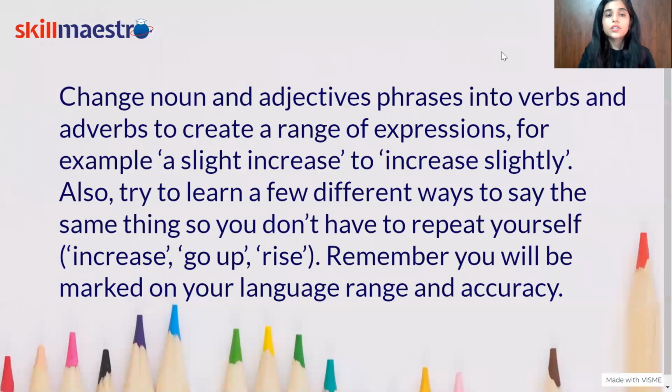Change noun and adjective phrases into verbs and adverbs to create a range of expressions. For example, a slight increase to increase slightly. Also, try to learn a few different ways to say the same thing so that you don't need to repeat yourself. For example, increase, go up, rise. Remember, you will be marked on your language range and accuracy.